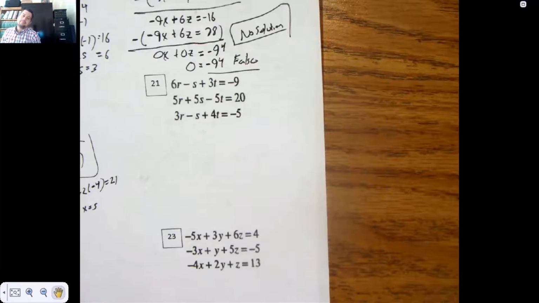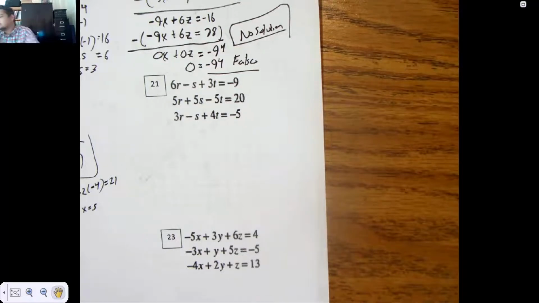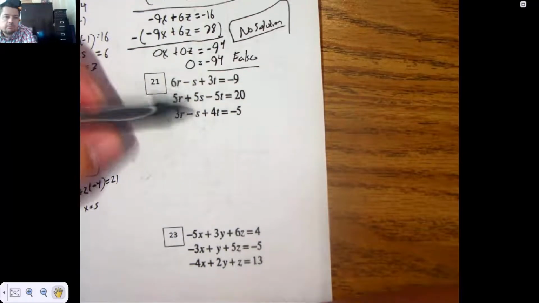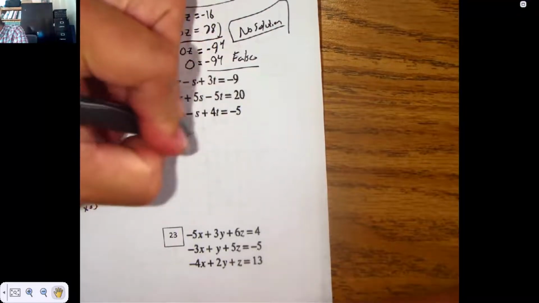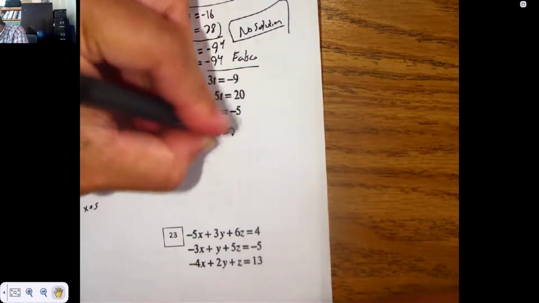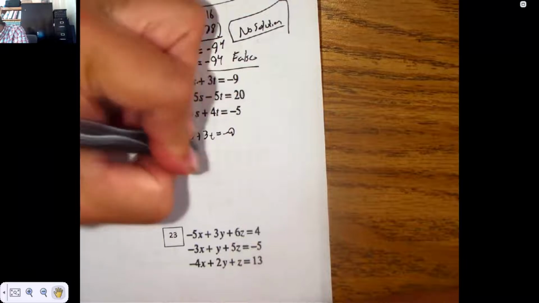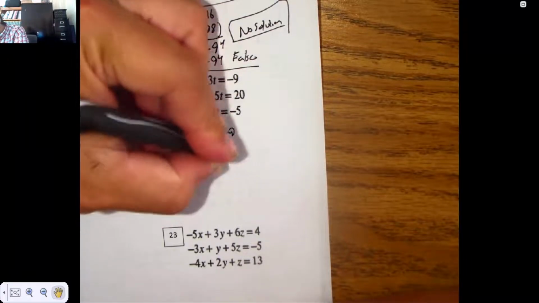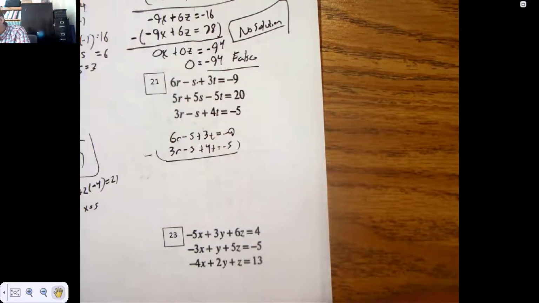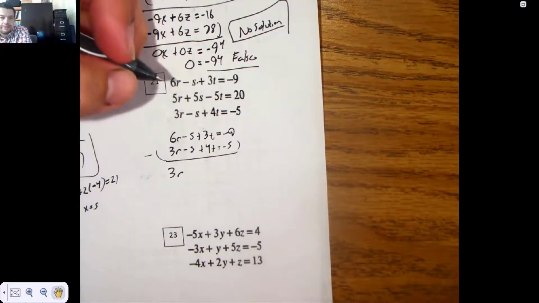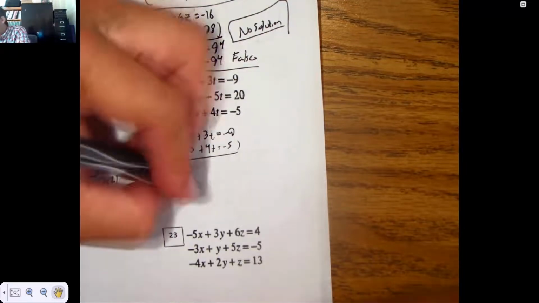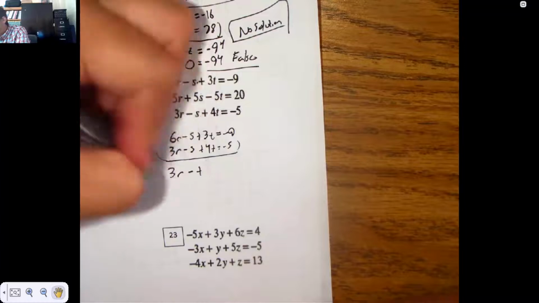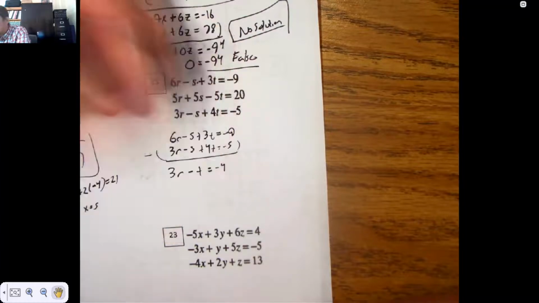21 is up next. I feel like going after s, mainly because this one will be easy, right? That one right there. 6r minus s plus 3t is negative 9. 3r minus s plus 4t is negative 5. And I'll just subtract down. There are 3 r's. S take away negative s is nothing. 3 take away 4 is negative 1. And negative 9 minus negative 5 is negative 4.